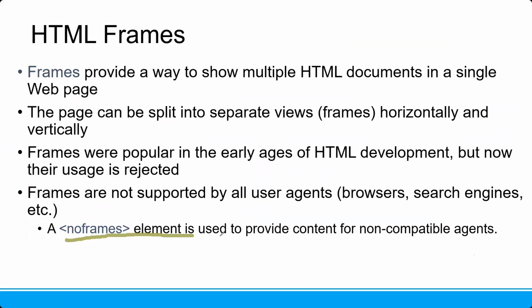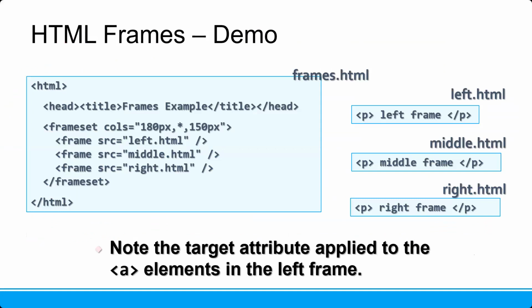The noframes element is used to provide content for non-compatible agents. So even though we have noframes, there is still no good advantage to using frames at this stage. I will just explain a little bit about this one. In the old days, people used different kinds of HTML. They had a left panel, a middle panel, and a right panel, and everything would be combined into one big HTML file.